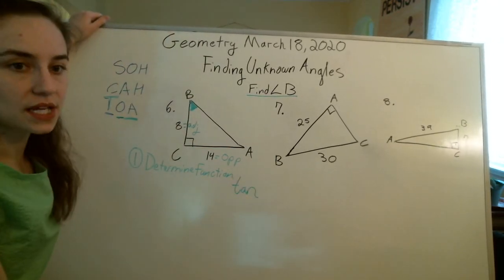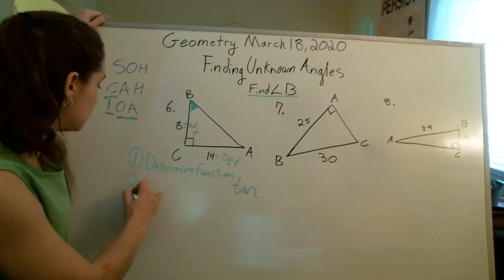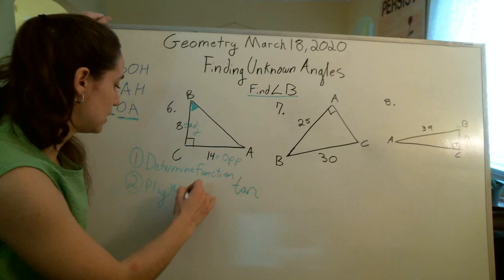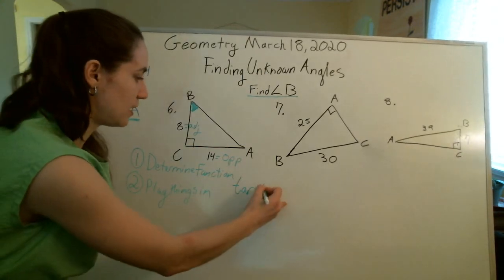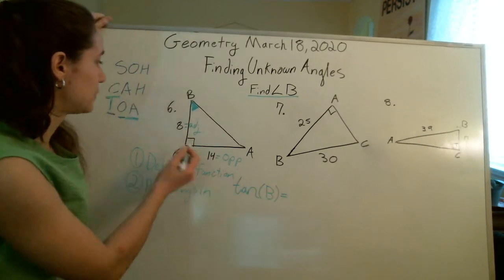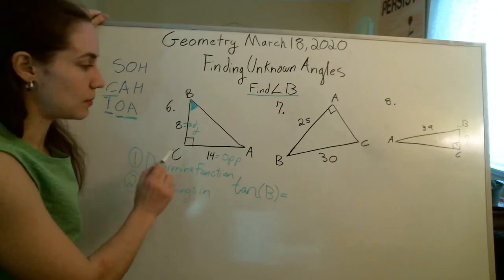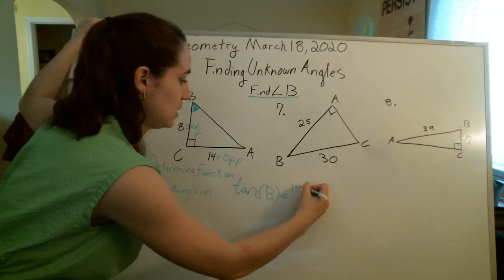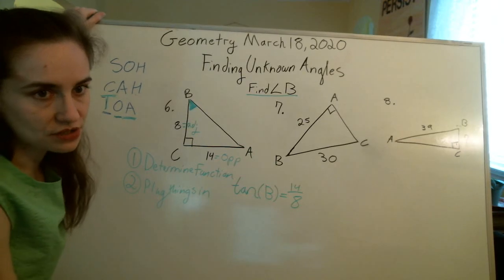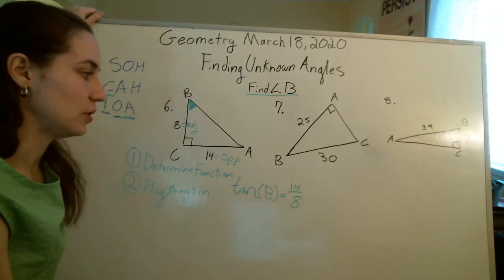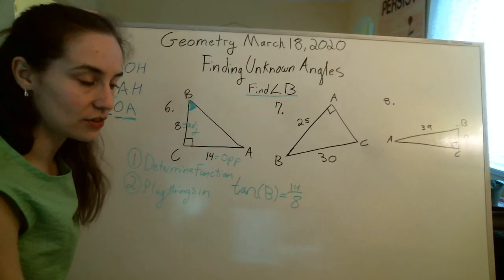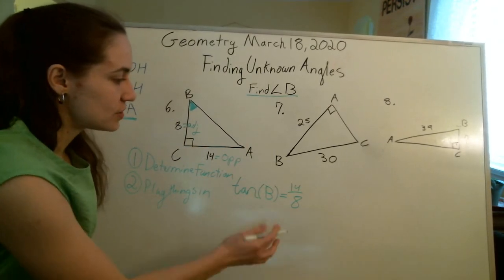Now, I don't know what the angle is, but my second step again is going to be plug things in. So I'm going to have tangent of, I'll call it B, because I don't know, will equal opposite over adjacent. So my opposite is 14 over 8. So far this is just like what we did on Tuesday. You found a fraction representing the angle, but we actually can figure out what the angle is. I could reduce 14 over 8, but I'm not going to bother.